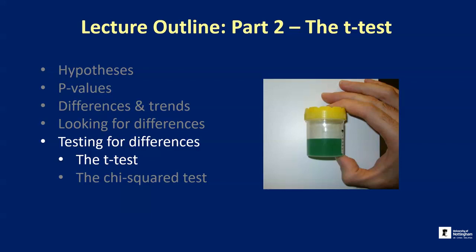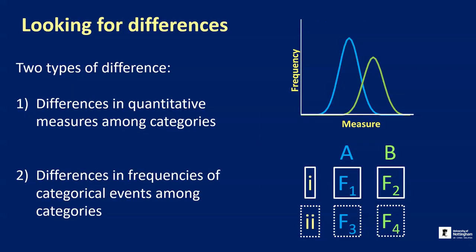And then I talked about how in science in general we tend to be either looking for differences or trends. And now in this next part I want to look at how we can actually test for a difference. And we're going to look at a couple of different tests. In part 2 we're going to look at the t-test, and then later on we'll look at the chi-squared test.